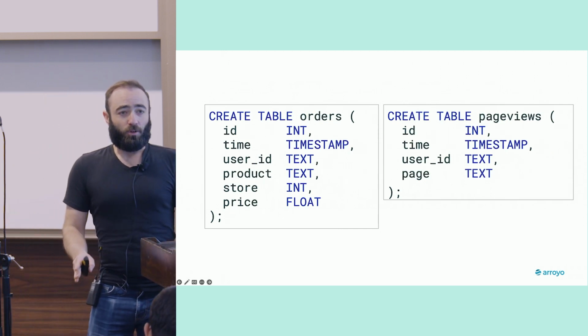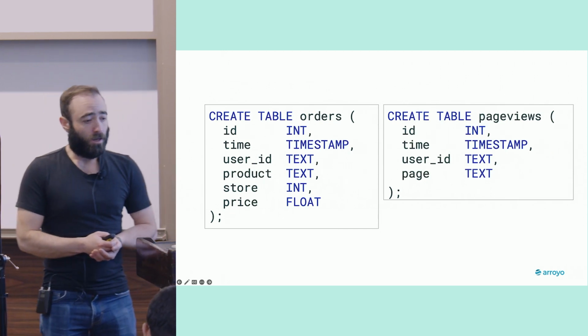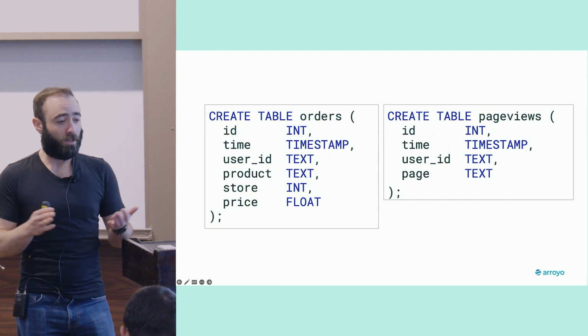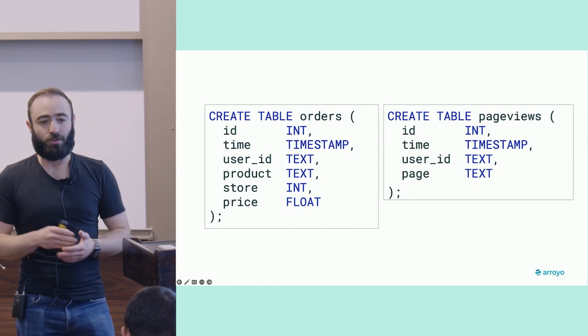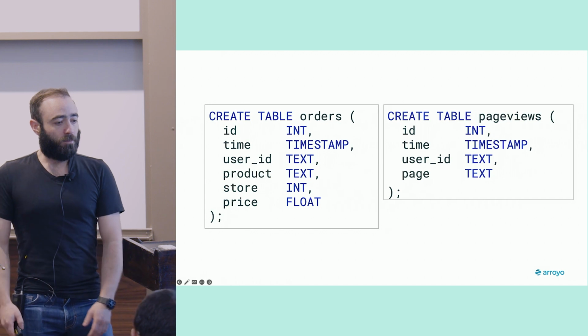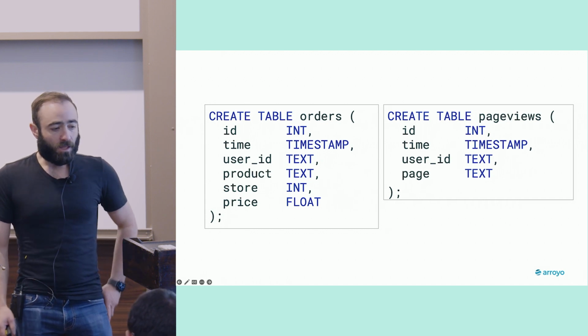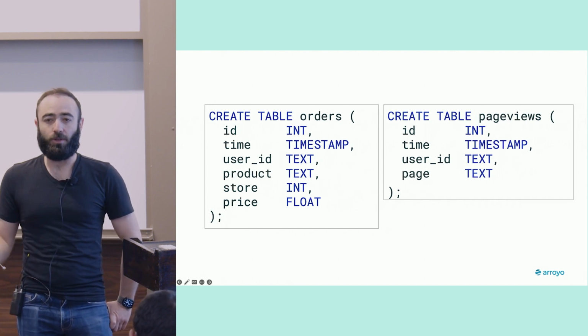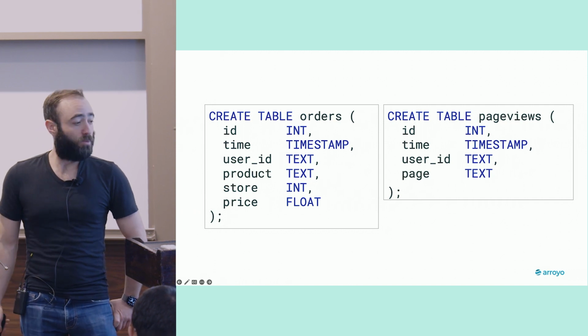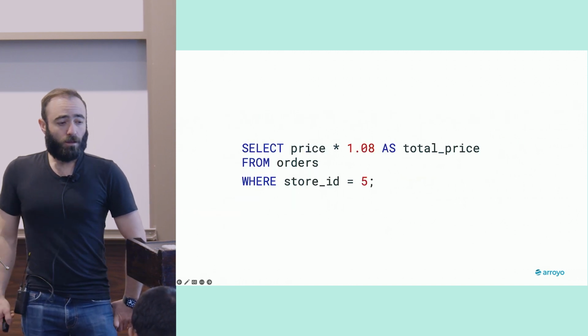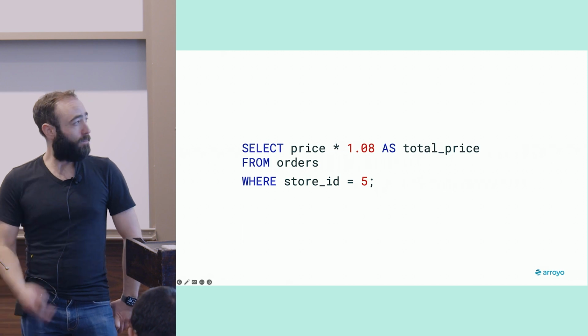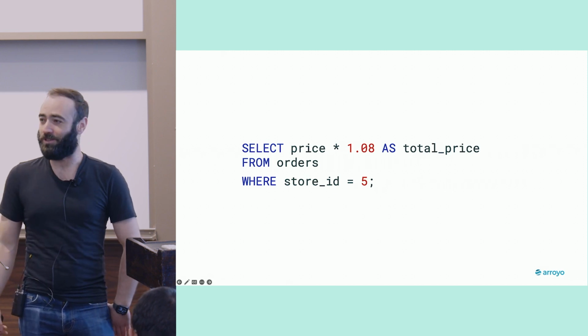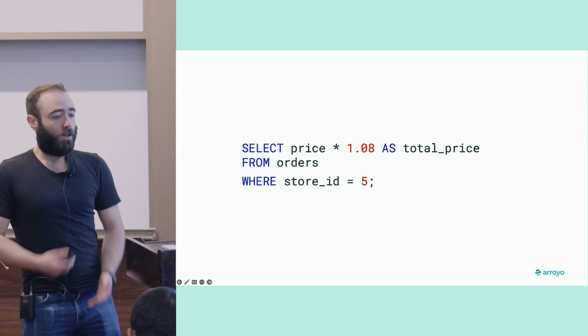To make that a little bit more concrete, I'm going to go through some examples here. So here are some tables we're going to be talking about. This orders table just has transactions for an e-commerce store or something. We have page views, users browsing around this website. So we can look at some simple queries we all probably understand. Hopefully everyone here has done at least a little bit of SQL.